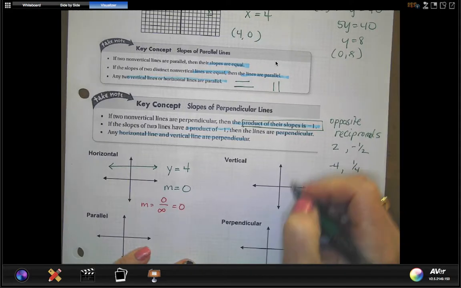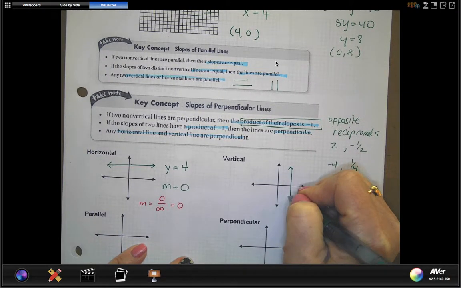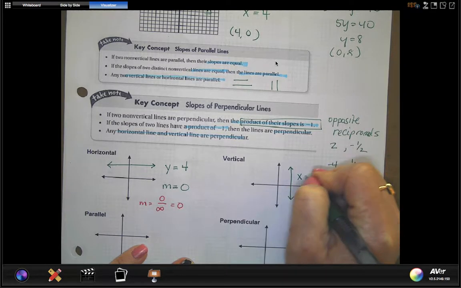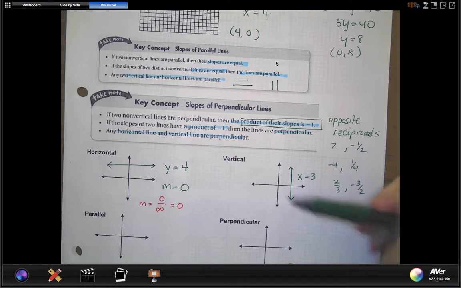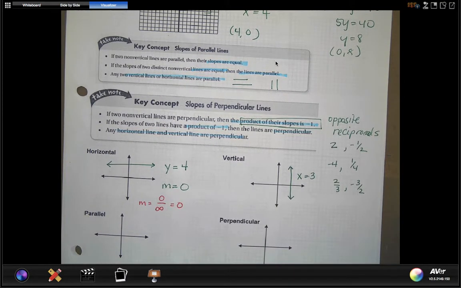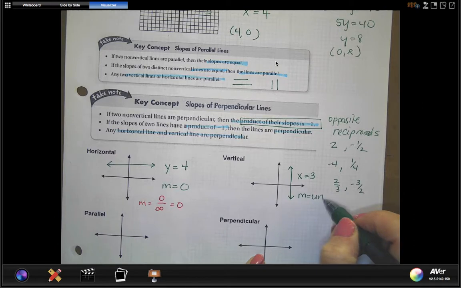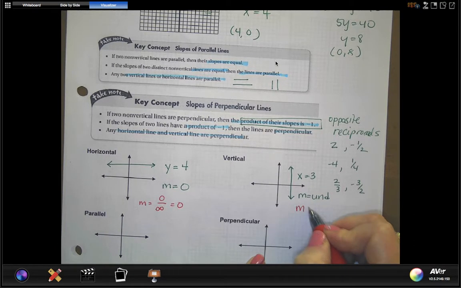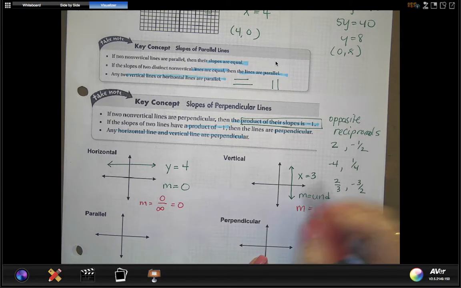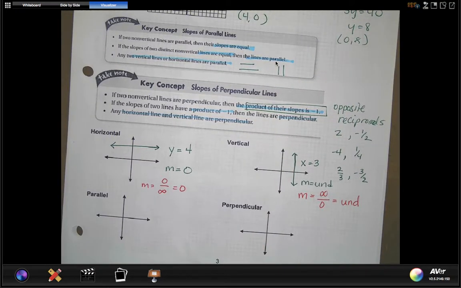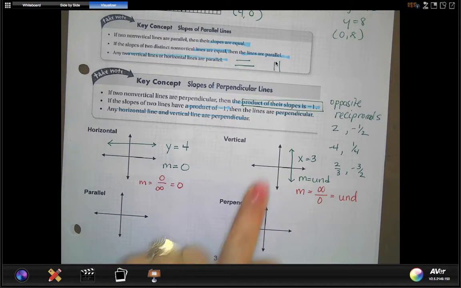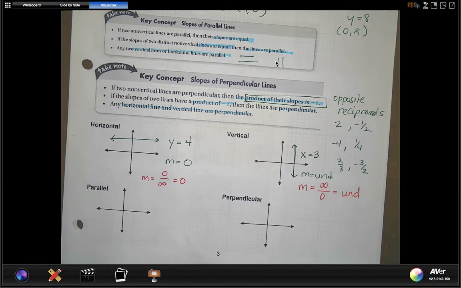You've got your vertical line. So let's say x equals 3 here. This is a vertical line, it goes up and down. So x is always going to be 3, and then y is going to be any number. In this one, your slope is undefined. The rise goes on forever, but the run is 0. You can't divide by 0, so that's undefined. Okay? So any horizontal line has a slope of 0. Any vertical line has an undefined slope.